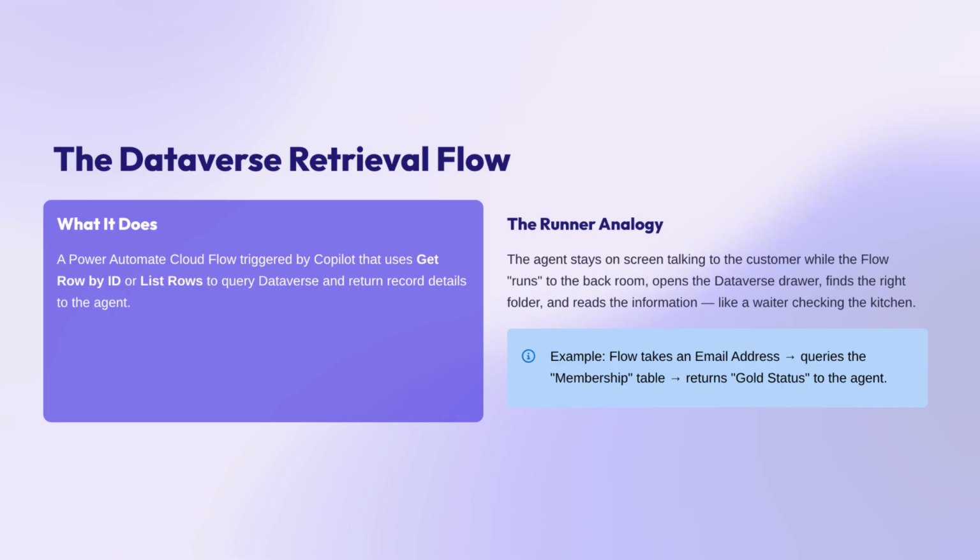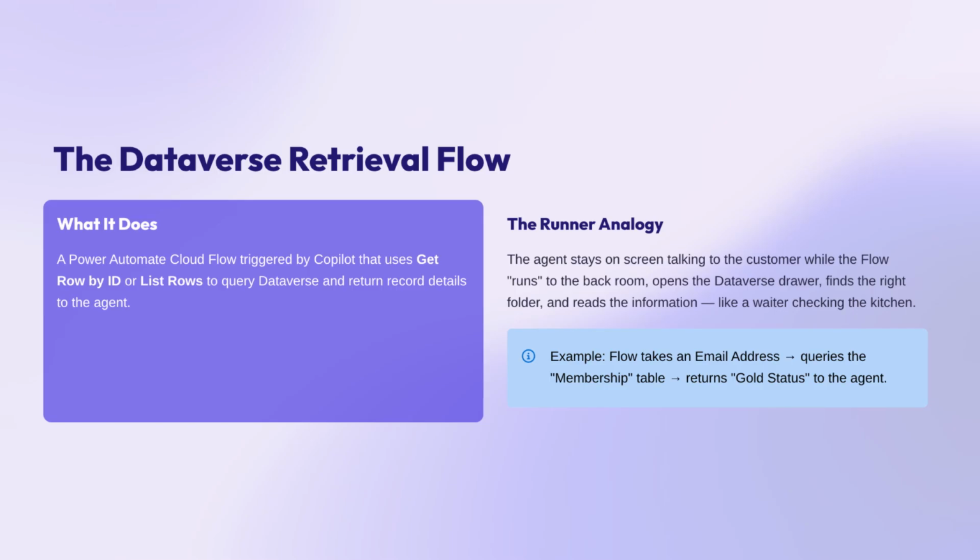You've probably seen this at a restaurant when the waiter goes to the kitchen to see if the chef has any more chocolate cake. The flow is that waiter. Let's break this down together. We are connecting the conversation to the source of truth. So now that we've mastered how the runner finds the information in the filing cabinet, you might be wondering how they actually tell the agent the answer, so the agent can tell the customer.